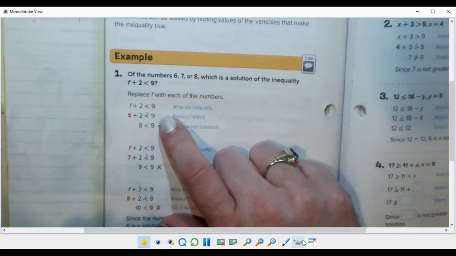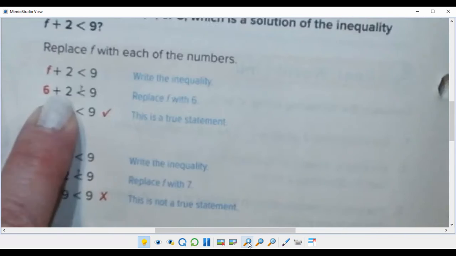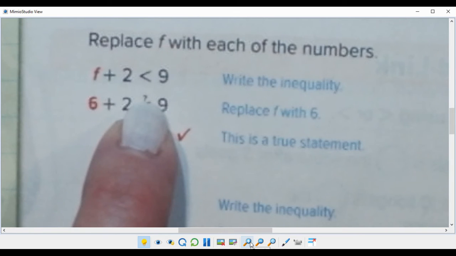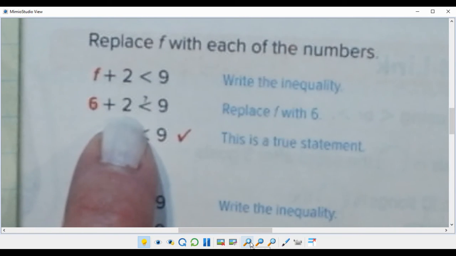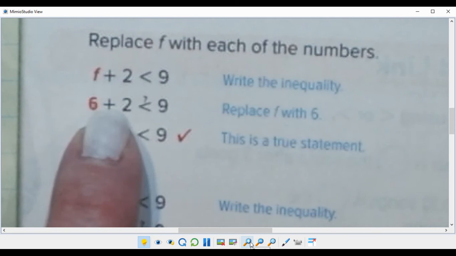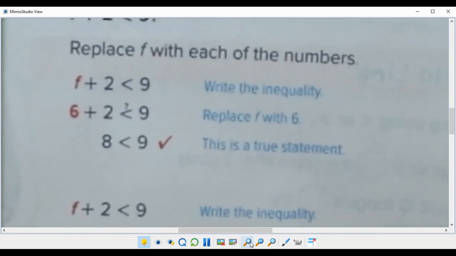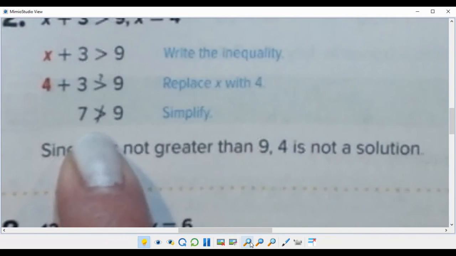Now, there is another little symbol that I want to show you here. Let me see if I can zoom in enough to actually show you. Okay, it's the less than sign with a little itty bitty question mark. That's showing that you're not sure yet. You are not declaring that 6 plus 2 is less than 9. You're checking it.